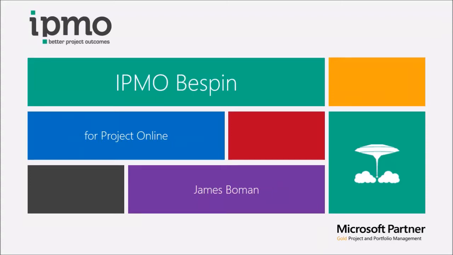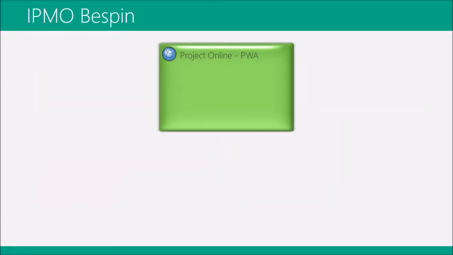IPMO Bespin is an app that helps you create portfolio reports in Project Online. To really understand what IPMO Bespin does, we first need to understand the problem it solves.